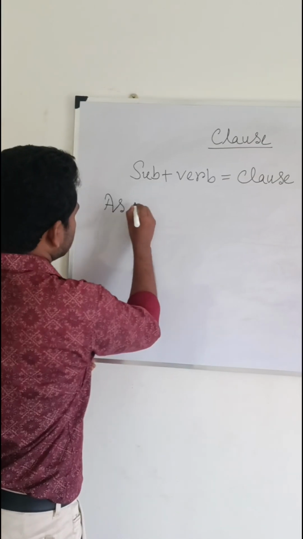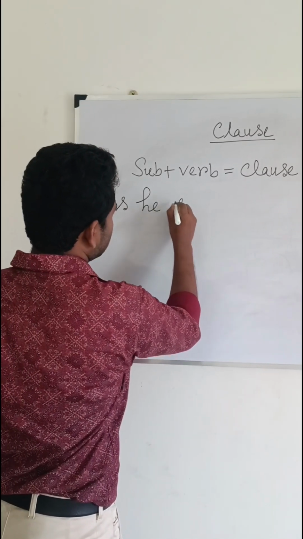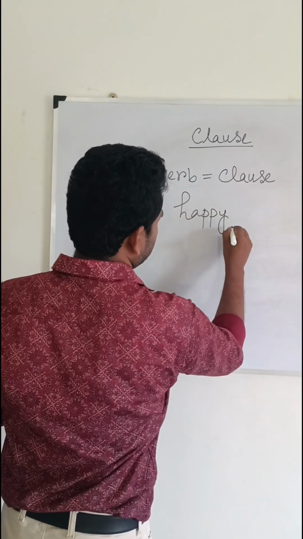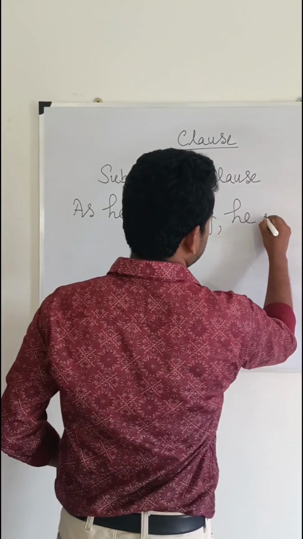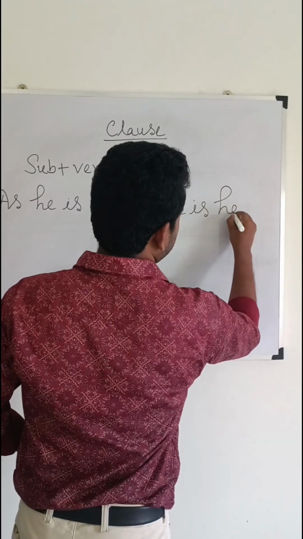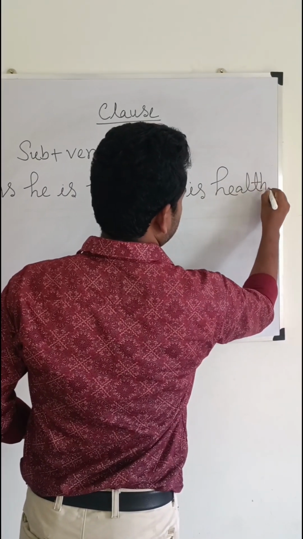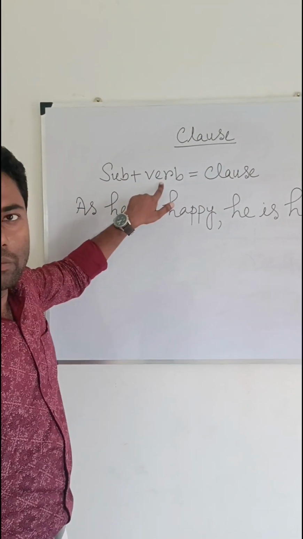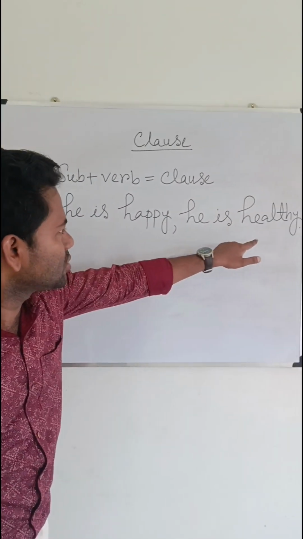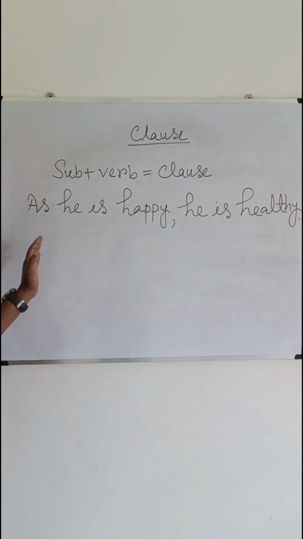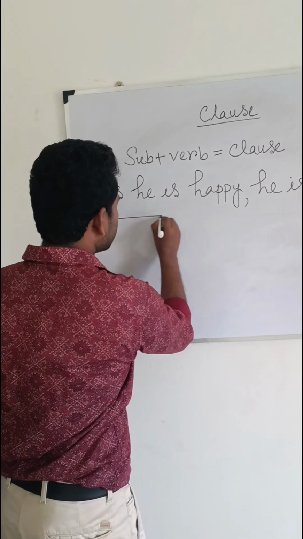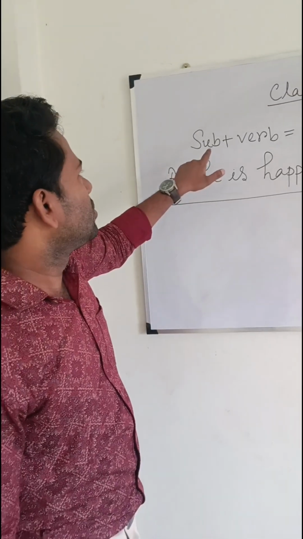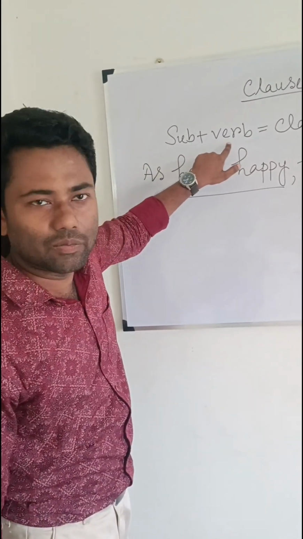As he is happy, he is healthy. Just see, subject plus verb. So in this sentence you can see there are two parts. As he is happy, he is healthy. Now look at this thing, subject plus verb.